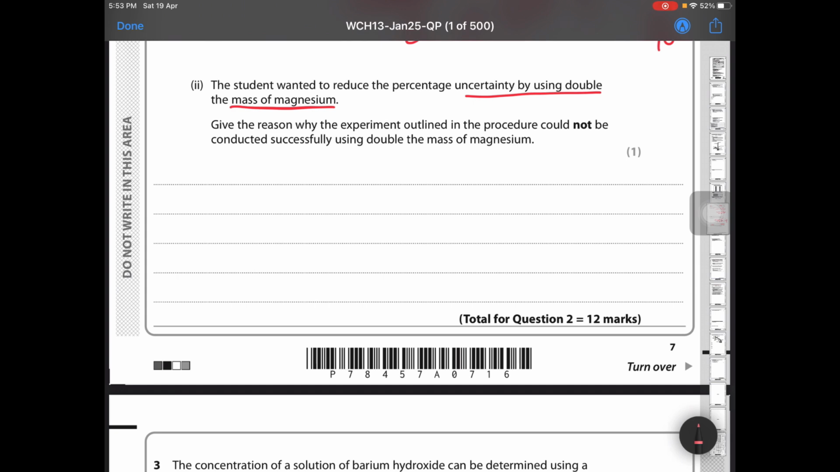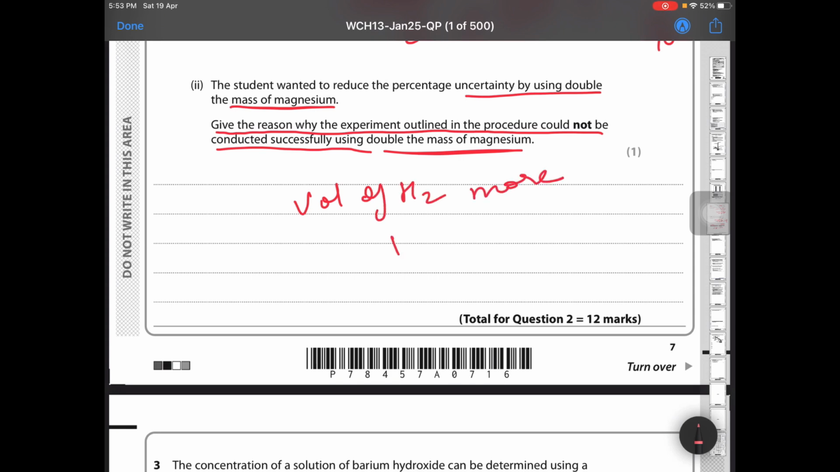Now the student wanted to reduce the percentage uncertainty by doubling the mass of magnesium. Doubling the mass of magnesium will obviously increase the production of hydrogen gas. So it's asking, give the reason why the experiment outlined in the procedure could not be conducted successfully when you double the mass. When you double the mass, your volume of hydrogen gas would be greater than the burette volume. So you won't be able to get your values correctly.